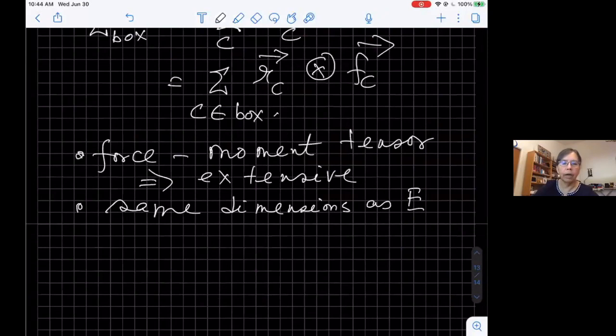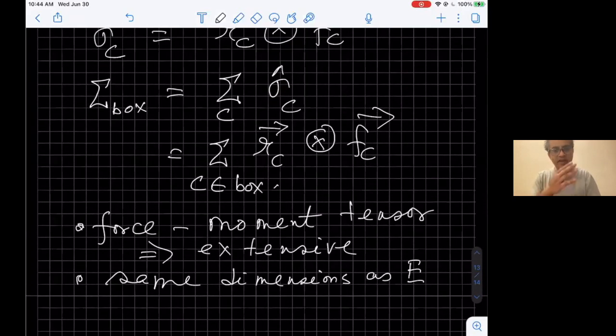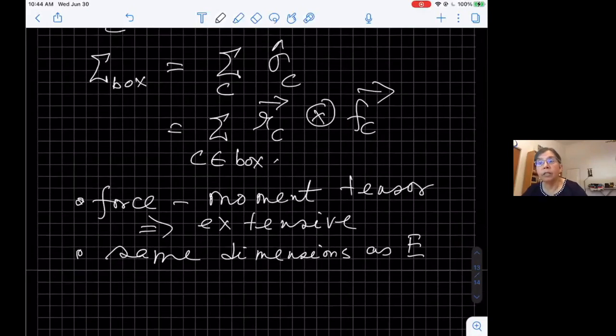Okay, so any questions about this? I see one in the chat, or no? Any questions? So basically you're summing up the kind of torques on every contact, right? So it's the outer product. It's not just the torque. It's a full tensor. Okay. Right. Yeah. Okay. It's the full tensor.